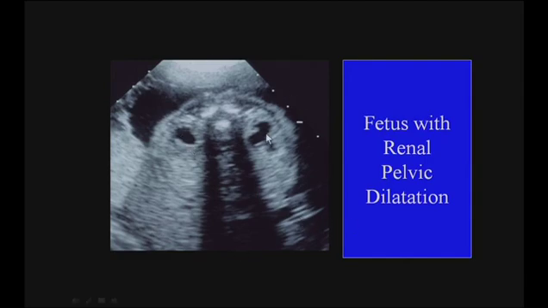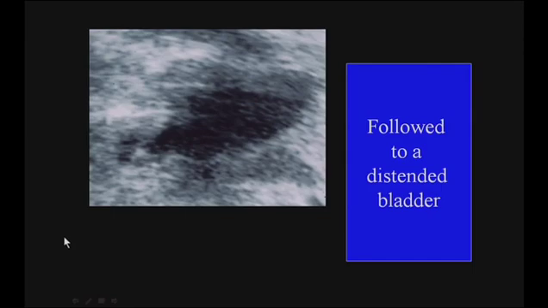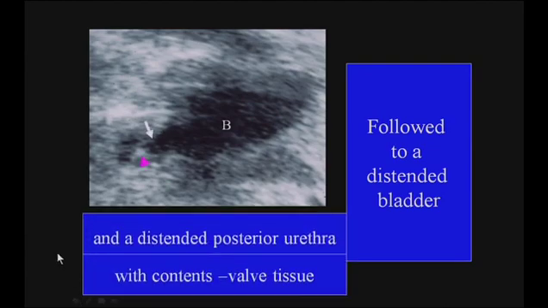This is a prone fetus. The fetus has renal pelvic dilation bilaterally, but in extending inferiorly toward the bladder, one was able to see dilated tortuous ureters. In my opinion, tortuous ureters indicate long-term problems, either long-term reflux or long-term obstruction. In that case, we were able to follow the ureter to a distended bladder. I show this image in particular because there's an echogenic structure here, and that echogenic structure was in the posterior urethra, which we believe was valve tissue and it proved to be a case of posterior urethral valves.